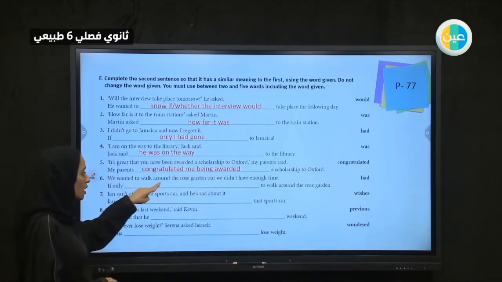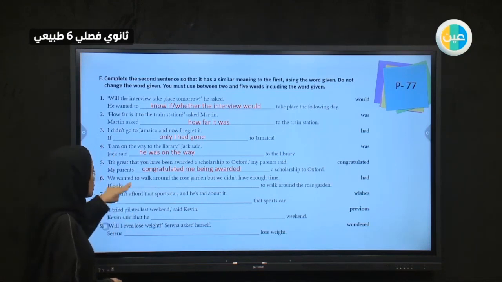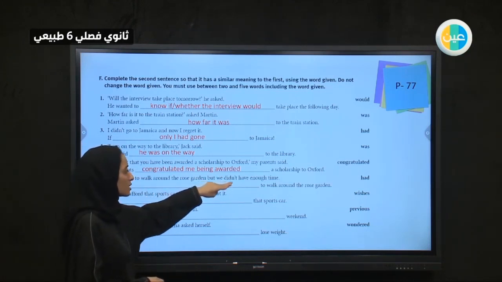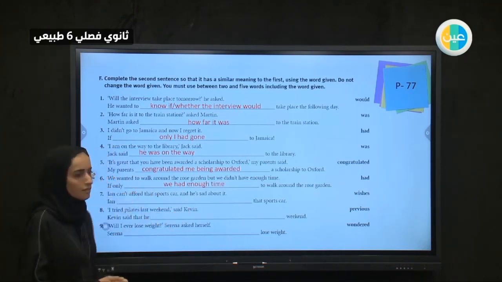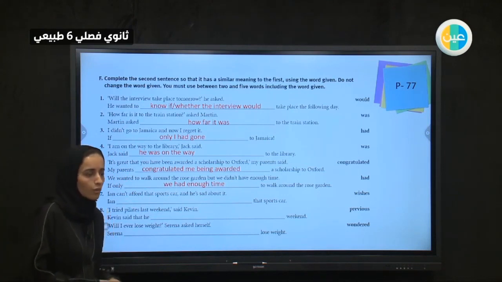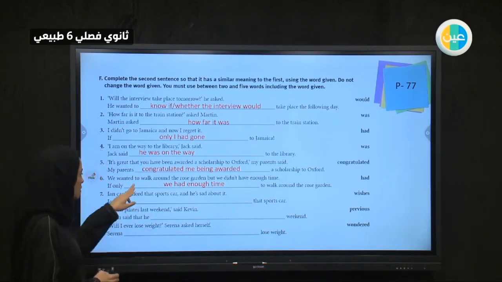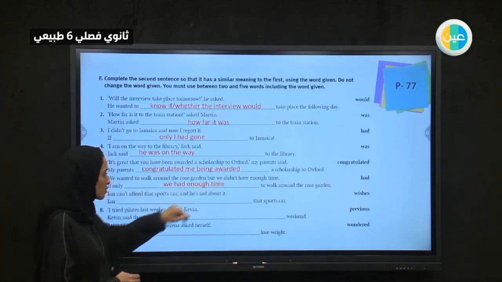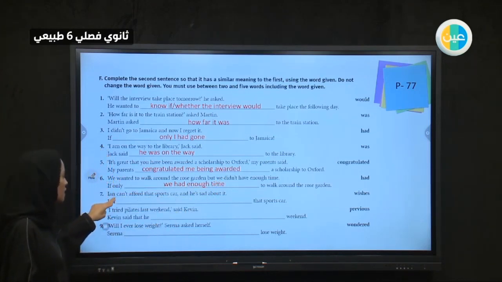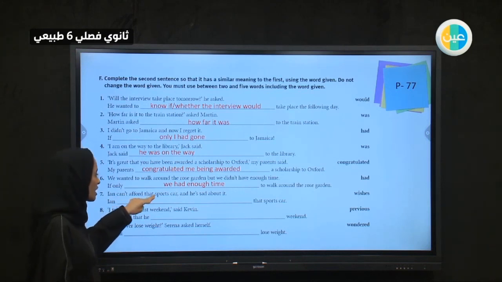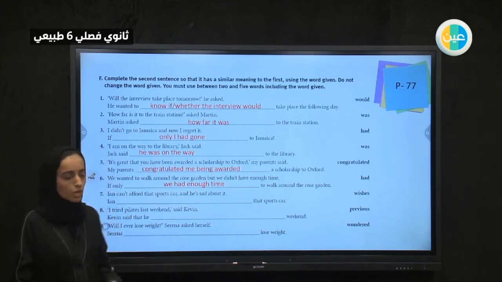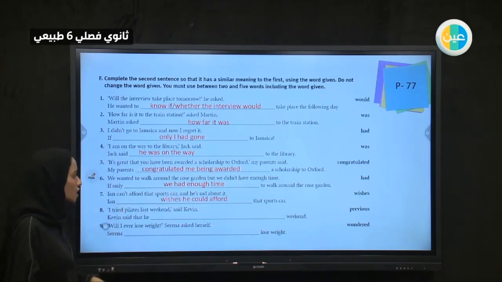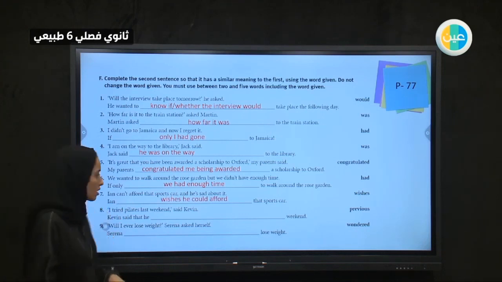We wanted to walk around the rose garden, but we didn't have enough time. Now it's a wish: if only we had had enough time. Why "had"? Because we have past here, so past perfect. Ian can't afford that sports car. It's too expensive for him, and he is so sad. So we have: Ian wishes he could afford that car. He could pay for that car, but he can't actually.